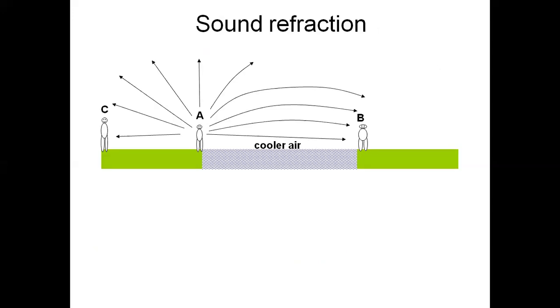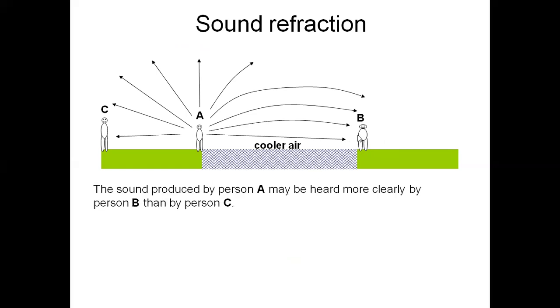Sound refracts also. Here a child A is shouting, and child B and C are standing close to him. So what happens? The child B hears sound more clearly compared to child C, because the colder air here will refract the sound towards the child B. So the child B, at position B, will be hearing more clear sound. So cooler air over the water refracts the sound wave downwards.